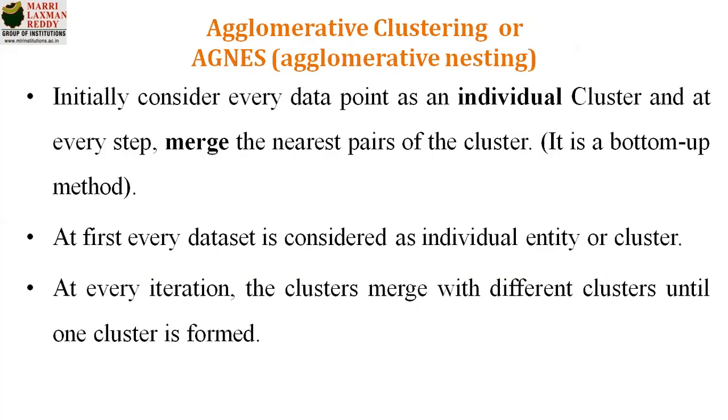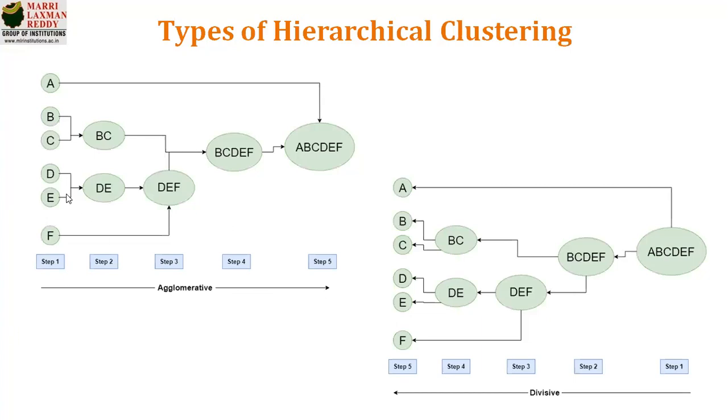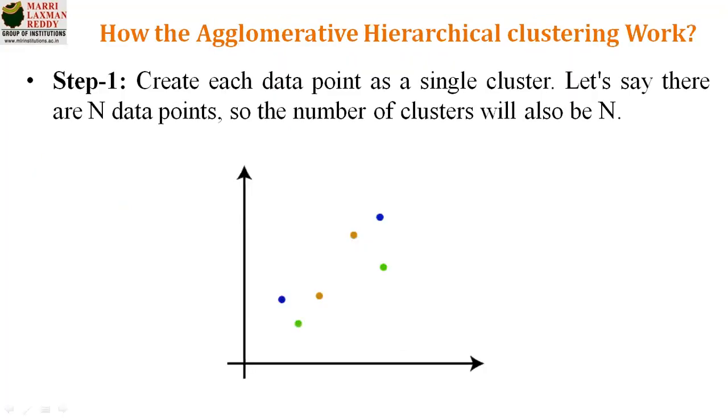At first, every data point is considered as an individual entry or individual cluster. At every iteration or every step, the clusters merge with different clusters until one cluster is formed. So at every step, we are going to combine the clusters, and finally we are going to combine them as a single cluster. Now, let's try to understand the step-by-step procedure, how the agglomerative algorithm actually works.